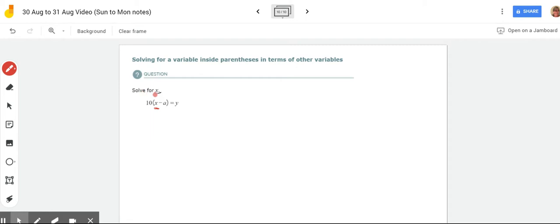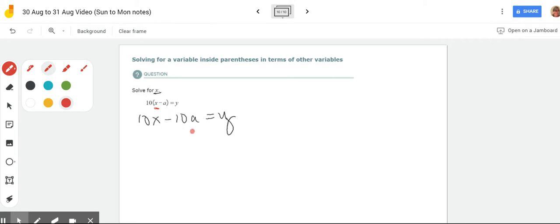What's the only thing you can do? And that is to distribute. Distribution is great. It gets things out of parentheses. So 10x minus 10a equals y. Yay. So now we got x out, but we got to get it by itself. So we got to get rid of all the stuff that's attached to it. What do we want to get rid of? We want to get rid of both the 10 and the negative 10a here. Get rid of the stuff that is added and subtracted first.